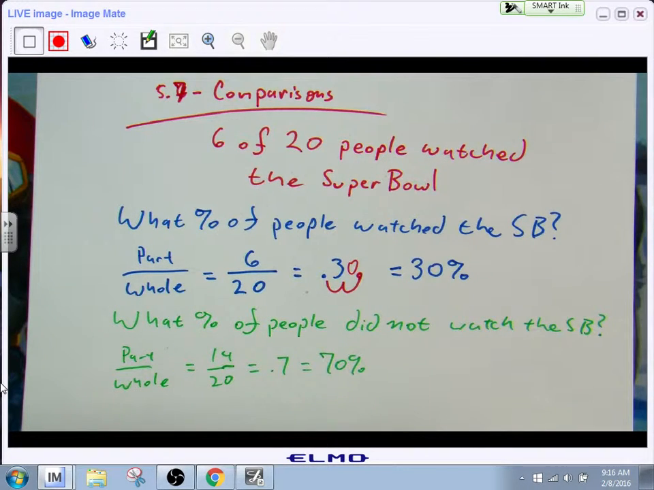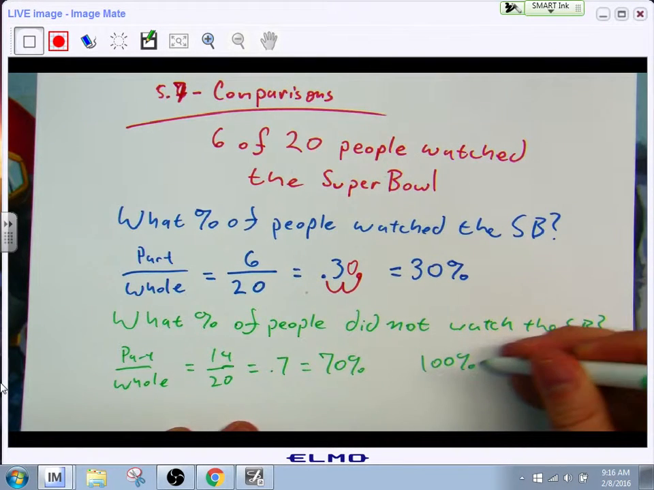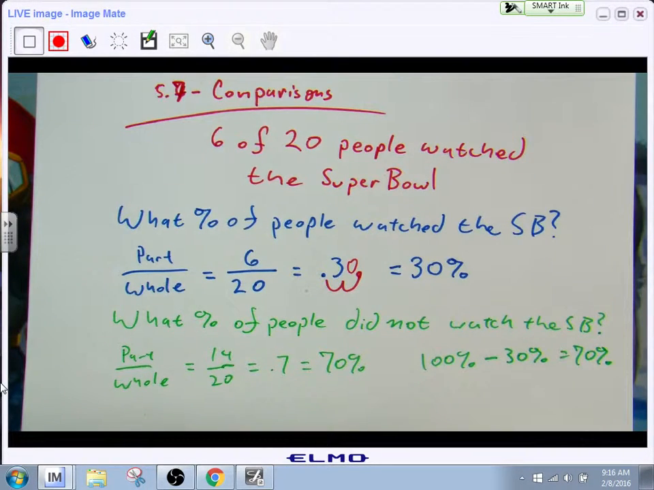Or if I were feeling incredibly lazy, or some might say efficient, I would just take 100%, subtract 30% to get 70%. Okay? Easy enough? That one's pretty basic. Any questions on this? You've probably all seen this before.